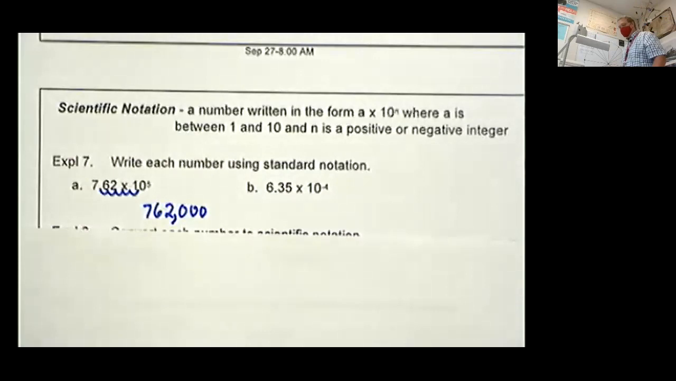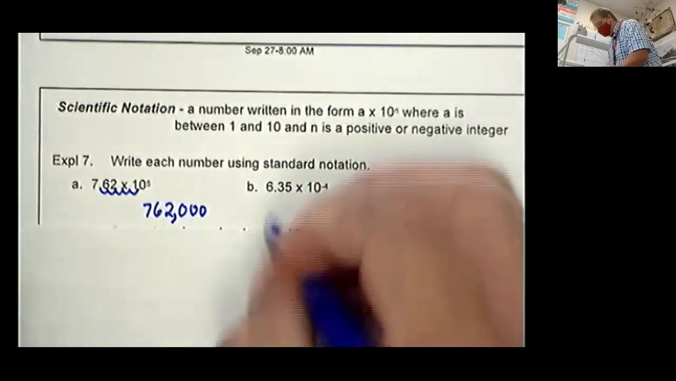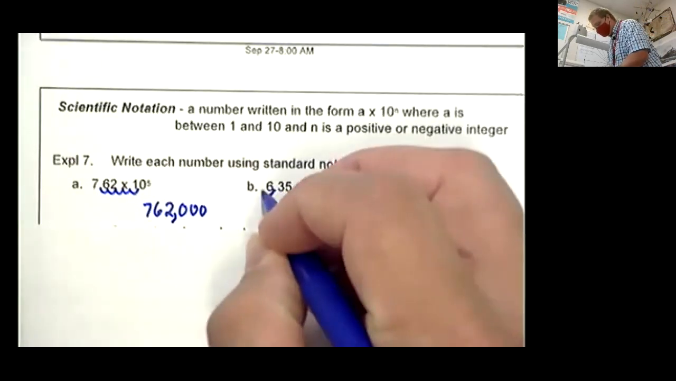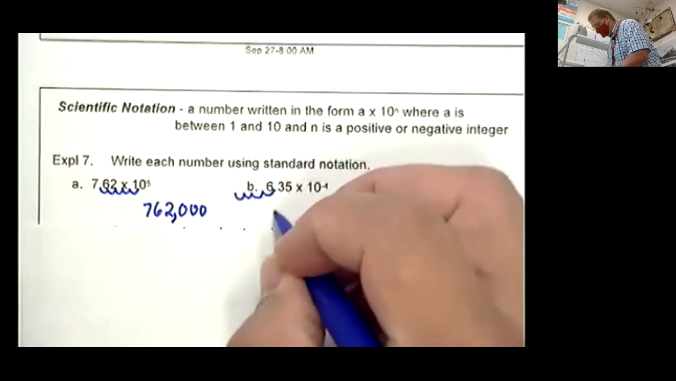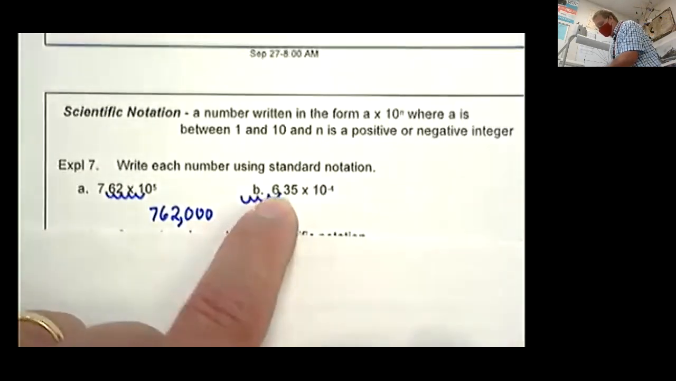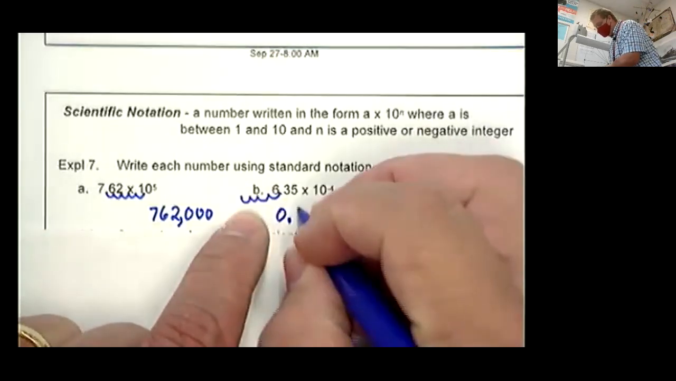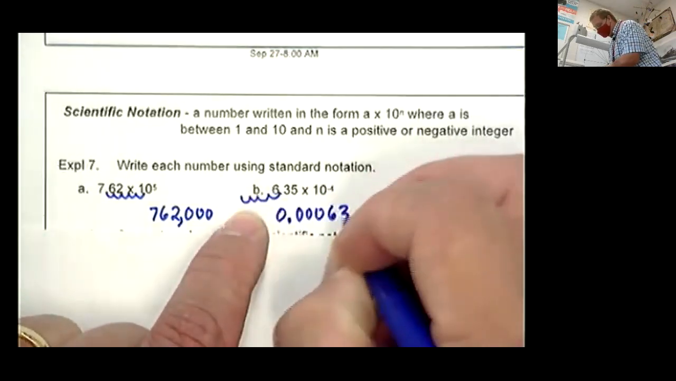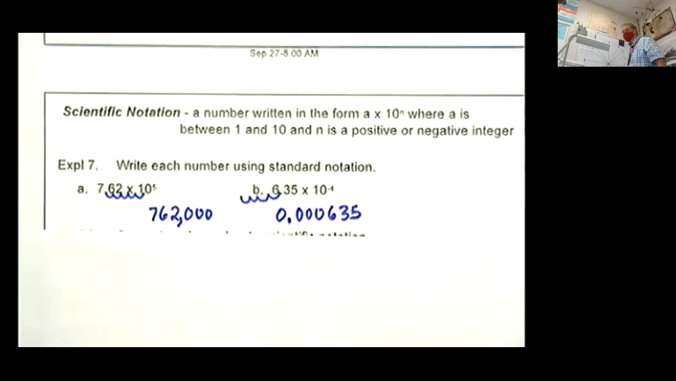Letter B, this is a negative exponent, which means it's a small number. So we're going to the left. So 1, 2, 3, 4. That's 0 point. 1 place is taken up by the 6. That means we have 3 zeros left. And then 6, 3, 5. Again, you can also get those just by typing them into your calculator as well.